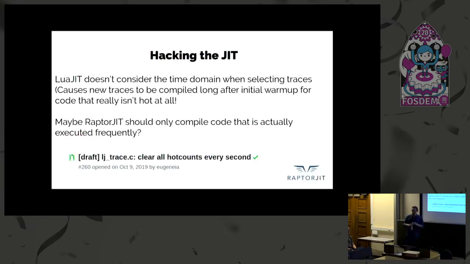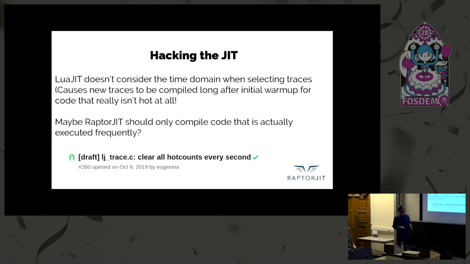On another note, LuaJIT doesn't actually consider the time domain when selecting traces. So a branch could become hot because it was executed for the 100th time after an hour of runtime. So the hotness is not actually frequency, but rather this abstract idea of some counter that at some point overflows. And I think that's really unintuitive behavior. I think that maybe RaptorJIT should consider the time domain and only compile code which is actually executed frequently.